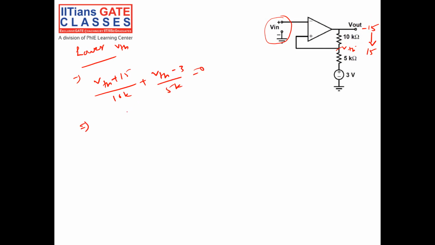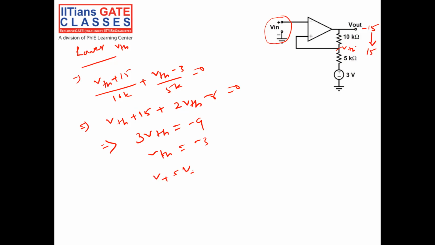Similarly, multiply both sides by 10k, so we'll get VTH plus 15 plus 2 VTH minus 6 is equal to 0. This implies 3 VTH is equal to minus 9. So VTH is equal to minus 3. So when my output is at minus 15, at that moment my V positive is equal to VTH, which is minus 3 volt. So if I want to change my output from minus 15 to plus 15, then my V input should be greater than V positive.